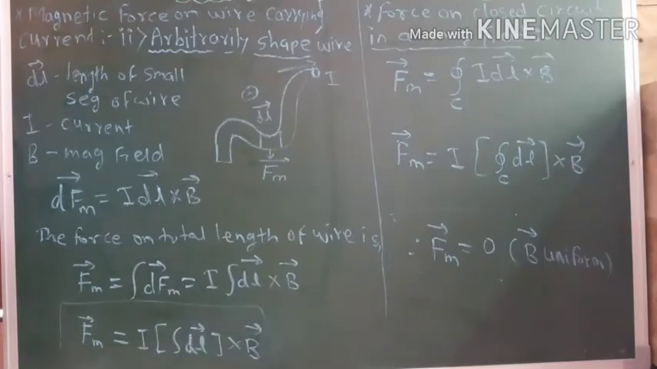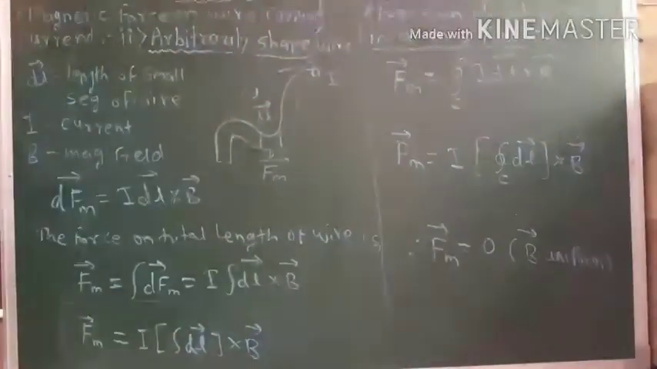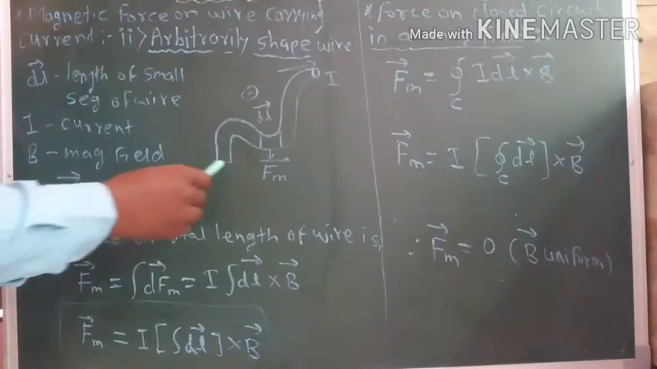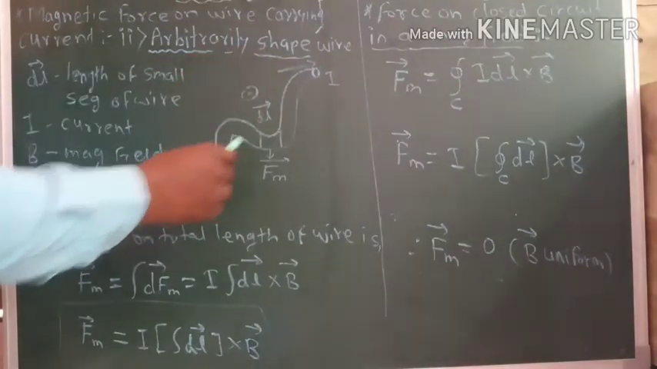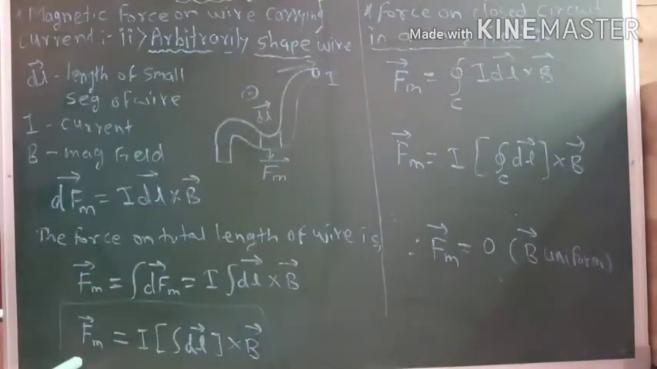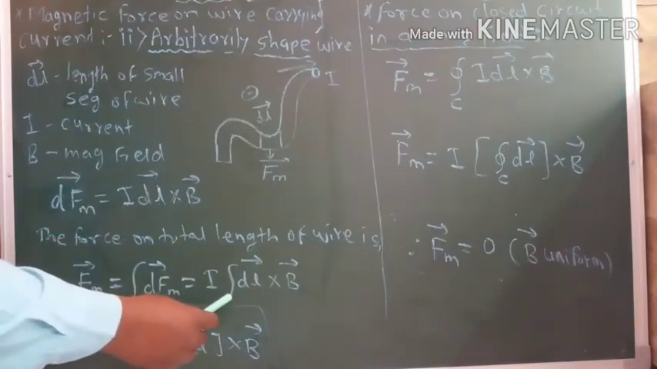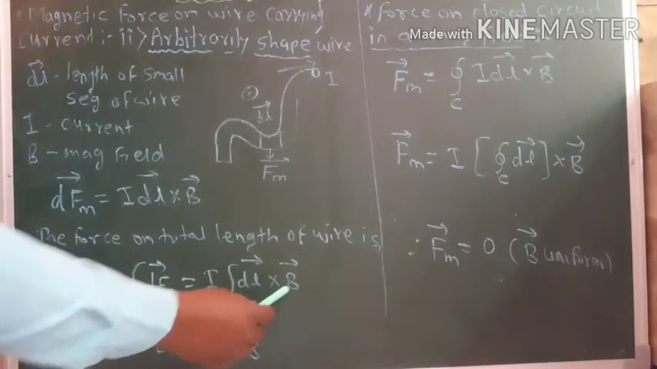Then we consider force on a closed circuit in a magnetic field. The next point is force on a closed circuit in a magnetic field. Here we consider the arbitrarily shaped wire, then we consider the closed circuit. Then from this equation, F_m vector is equal to I integration of dl vector cross B vector.